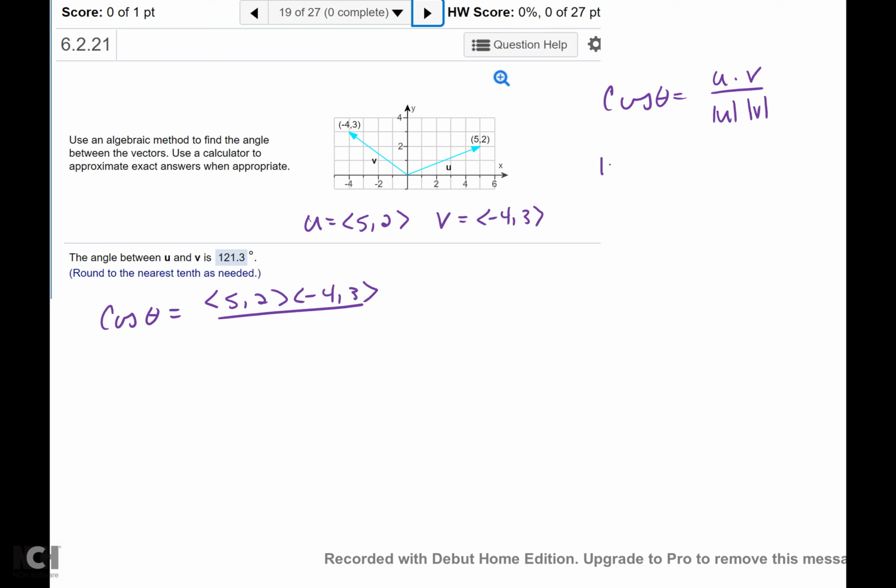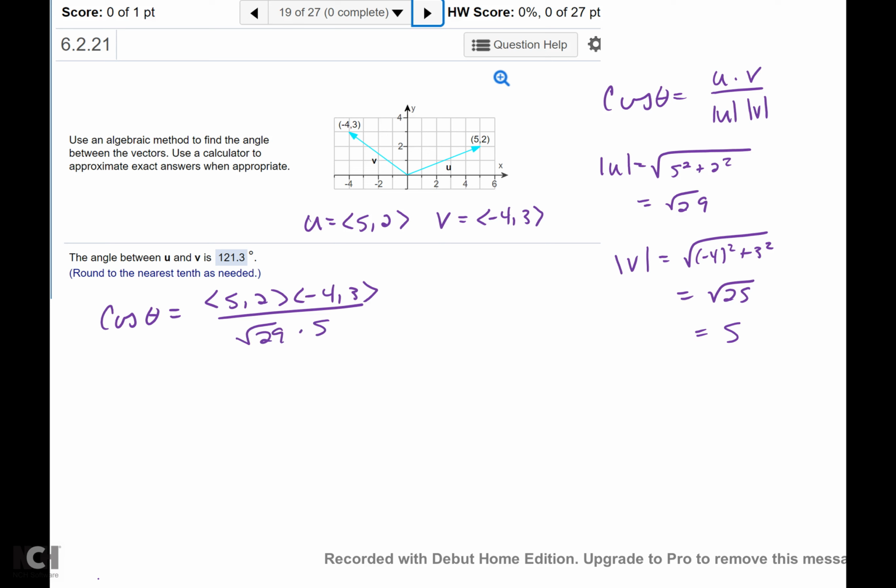over, I've got to get the magnitude of u, it's going to be the square root of 5 squared plus 2 squared, which is the square root of 29. And the magnitude of v is the square root of negative 4 squared plus 3 squared, which is the square root of 25, which is just 5. But you know what, I really ran into trouble when I simplified that, so let me show you. Be careful when you get a whole number and not two radicals. So that's going to be the square root of 29 times 5.